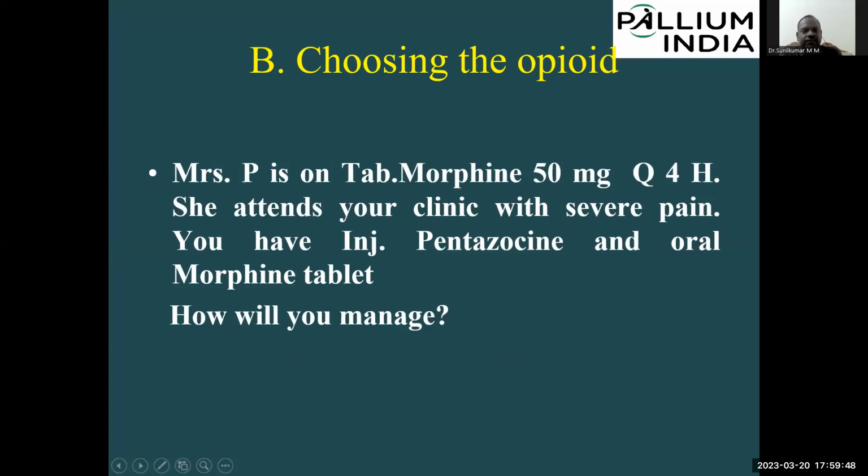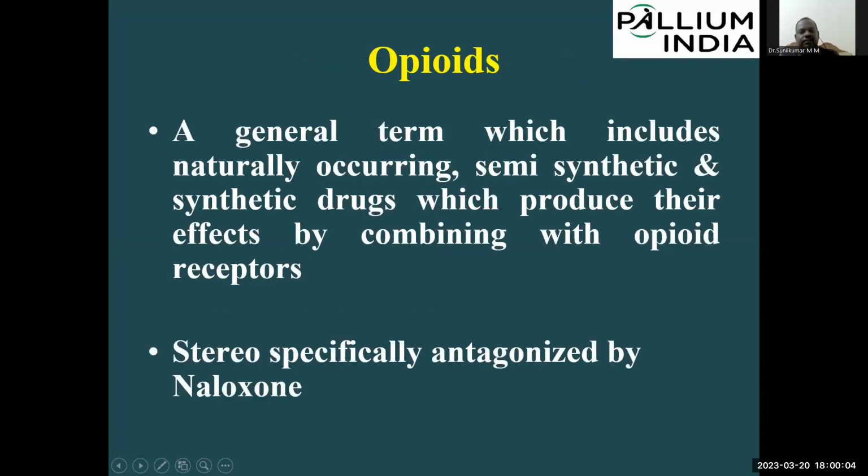So this patient, another patient, Mrs. P, is on tab morphine 50 milligram 4 hourly. She attends your clinic with severe pain. You have injection pentazocine and oral morphine tablet. How are you going to manage? Okay. So for getting that answer, we need to know a little bit of pharmacology of opioids.